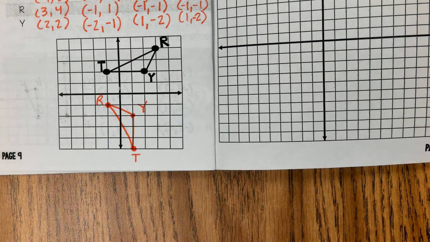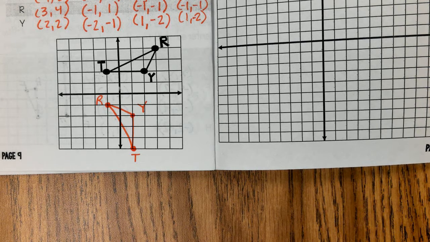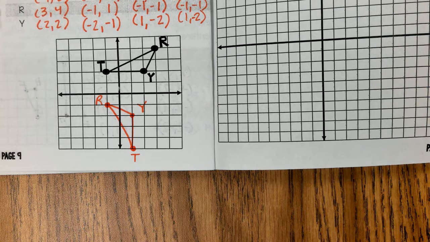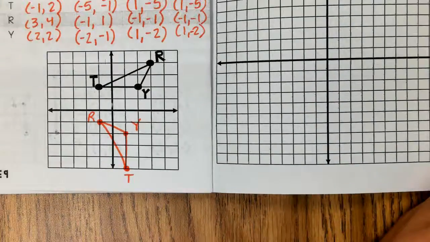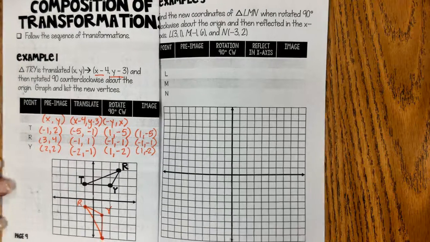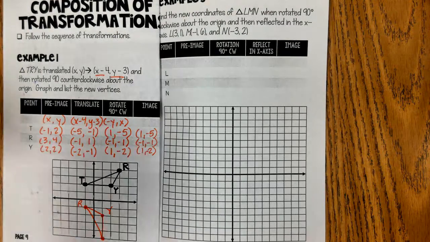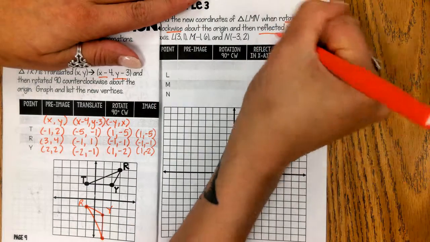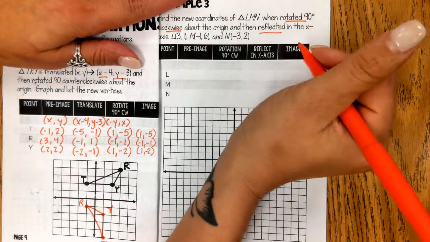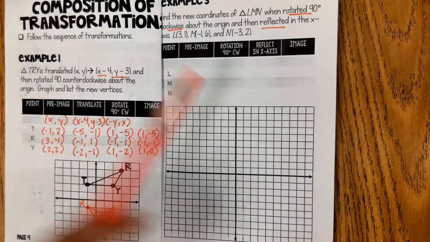Okay, so that's how your figure should look. This is showing me a translation and a rotation. Okay, same shape, congruent figure. So I am going to move up to our last example. Alright, so our last example, it says find the new coordinates of LMN when rotated 90 degrees clockwise and then reflected in the x-axis. Okay, so we need to figure out what we're doing here.